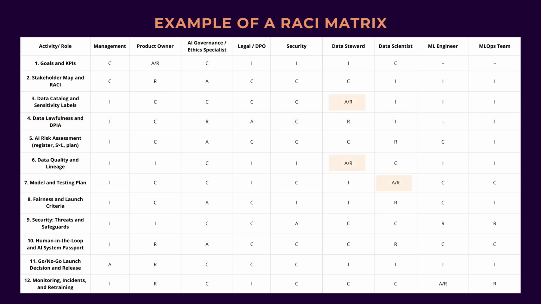Sometimes you'll see A and R in one cell, meaning the same role not only executes the work but is fully accountable for it. This is common for small, specialized tasks. This matrix is a living document updated across project phases. We then carry it over into the AI system passport.